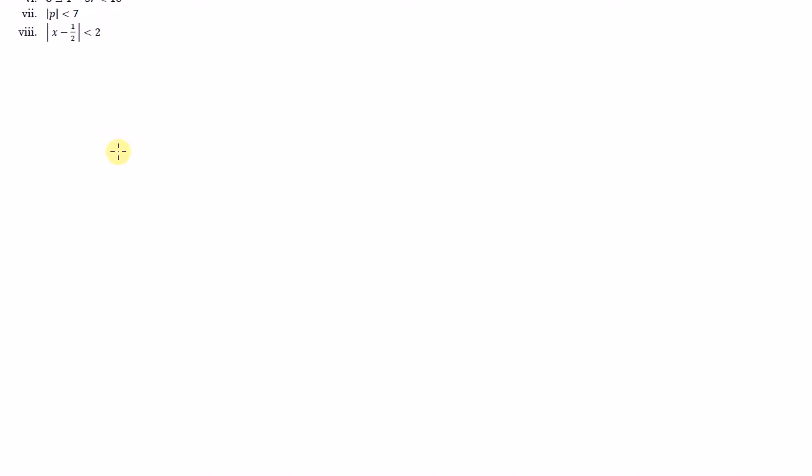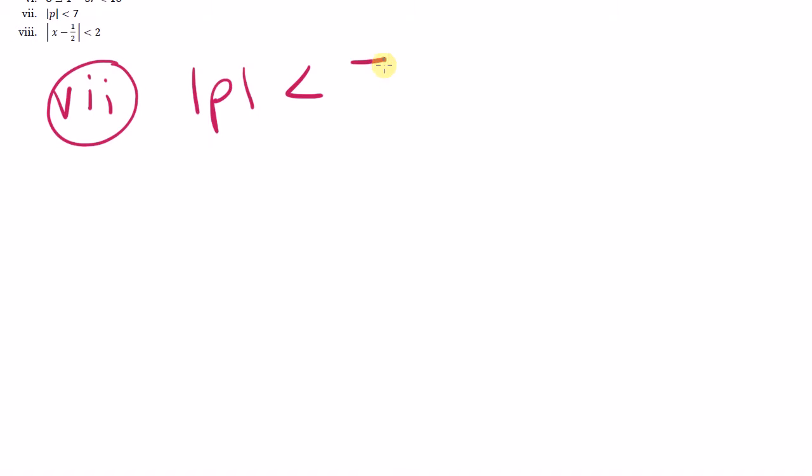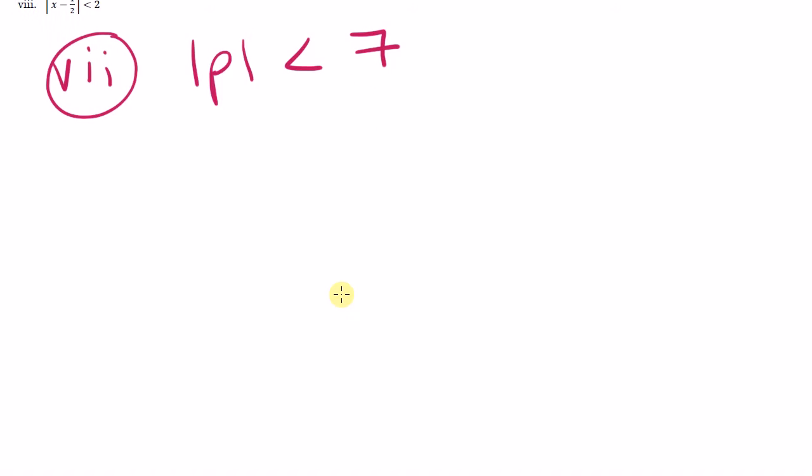So we'll go with this one. It says the absolute value of p is less than 7. So that means whatever number I put in here has to be less than 7. So we're going to go to the definition. And the definition basically says this.